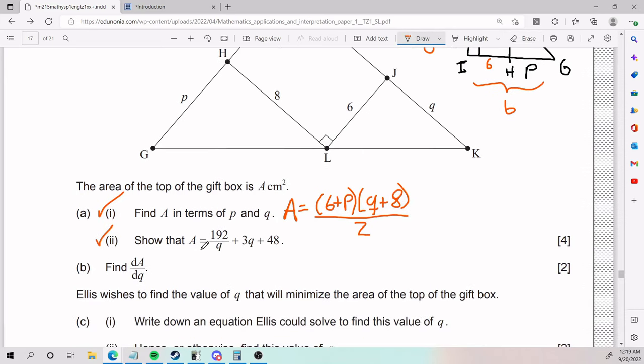Now, what is special about this? Notice that we have 192 divided by Q, plus 3q plus 48. There is no p. There is no p. So you need to find a way to say p equals something q, cierto? And plug in q. Dale? So that is our current goal. We need to find ways to link both equations, cierto?